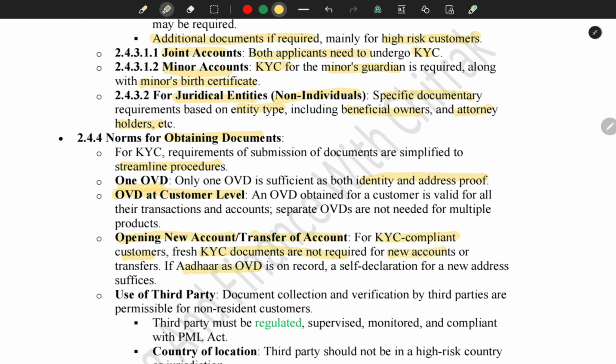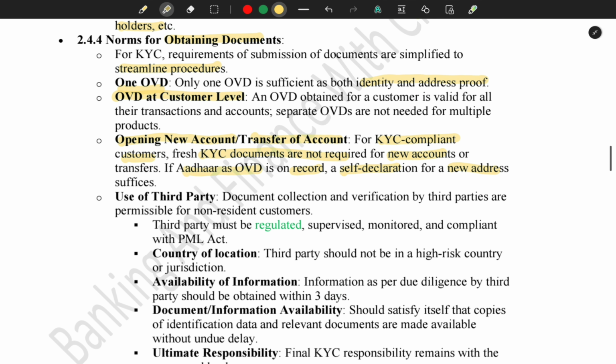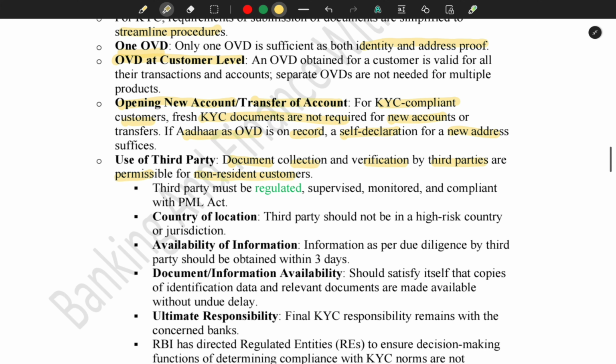If Aadhaar as OVD is on record, a self declaration for the new address is sufficient for opening or transferring the account. While using third parties, document collection and verification by third parties are permissible for non-resident customers. Non-resident customers of a bank, the third party can be used to collect the documents and verify them. But there are some conditions. The third party must be regulated, supervised, monitored, and compliant with the Prevention of Money Laundering Act.